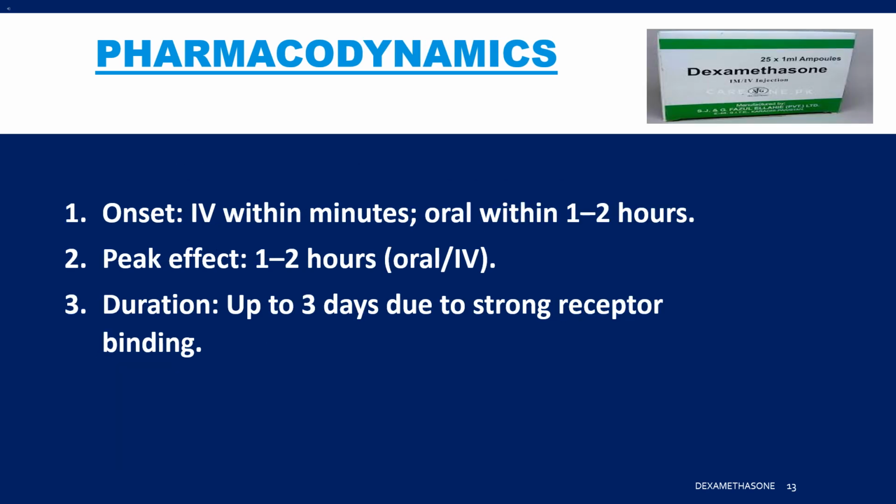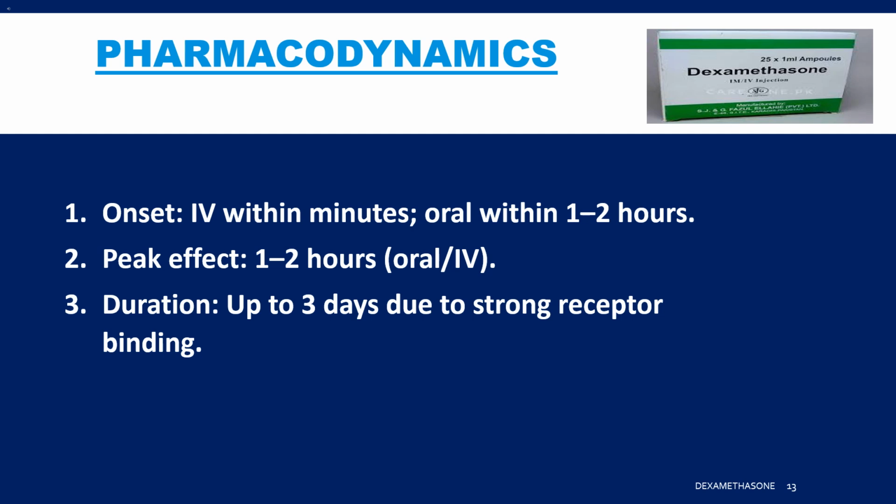Pharmacodynamics of dexamethasone. 1. Onset. The onset of action for dexamethasone varies depending on the route of administration. It takes effect within minutes when given intravenously (IV) and within 1 to 2 hours when taken orally.